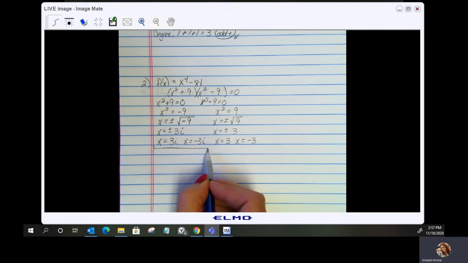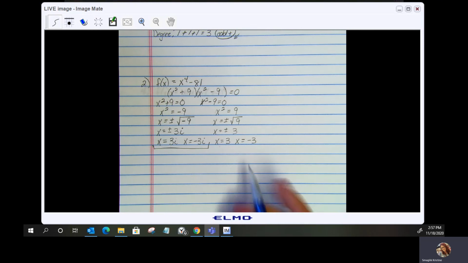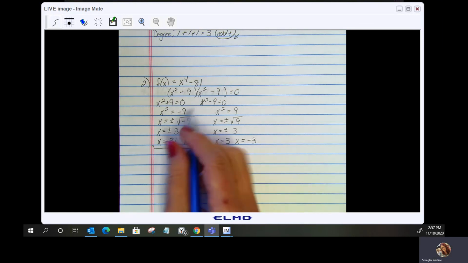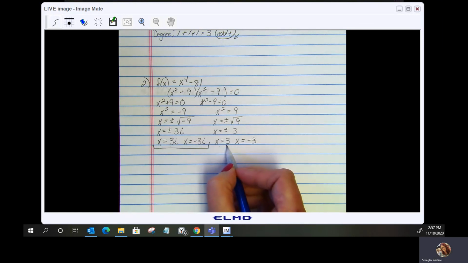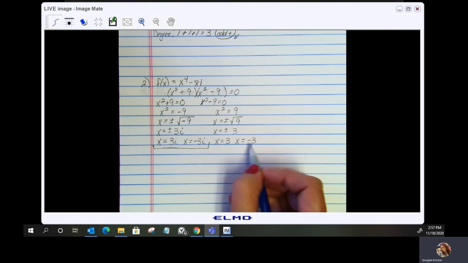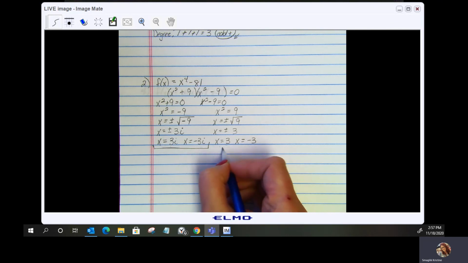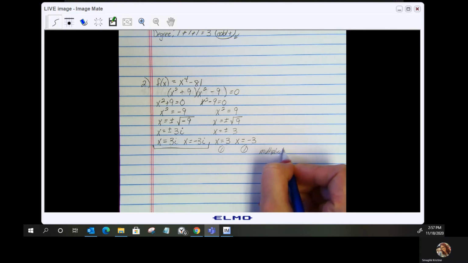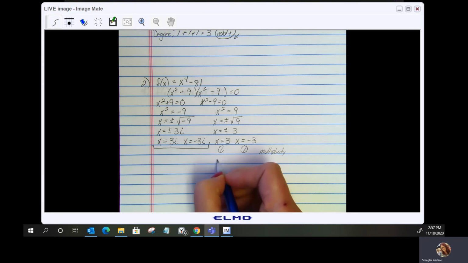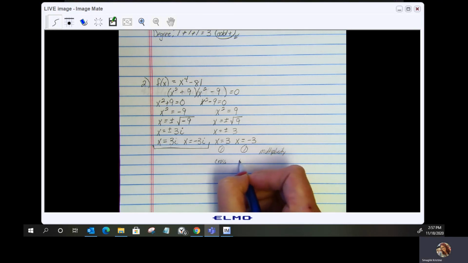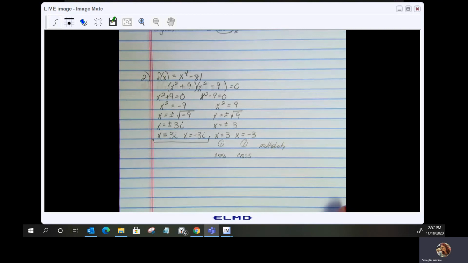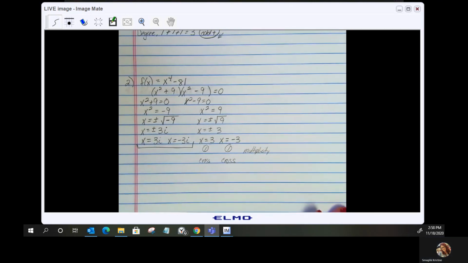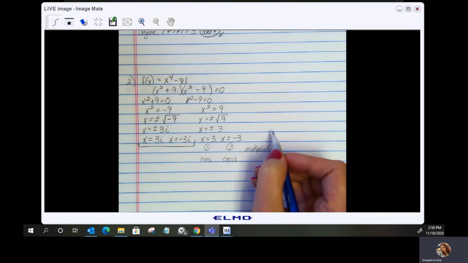Whenever we have complex solutions, that means the graph isn't touching the x-axis. These are what we're going to be concerned about right now. So notice 3 only appears once, and -3 appears once. This is a multiplicity of 1. And because 1 is odd, it's going to cross the x-axis at these points. So here we go. Let's squeeze it in right here.